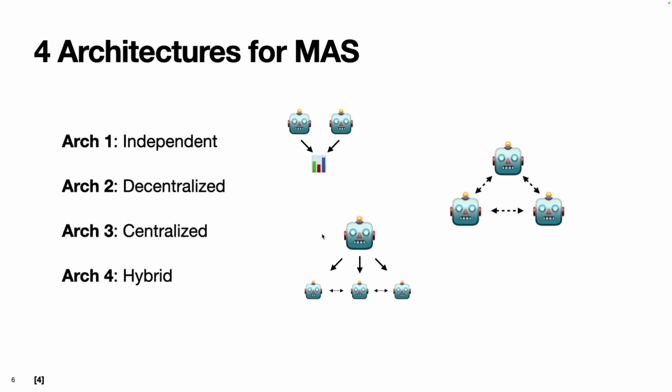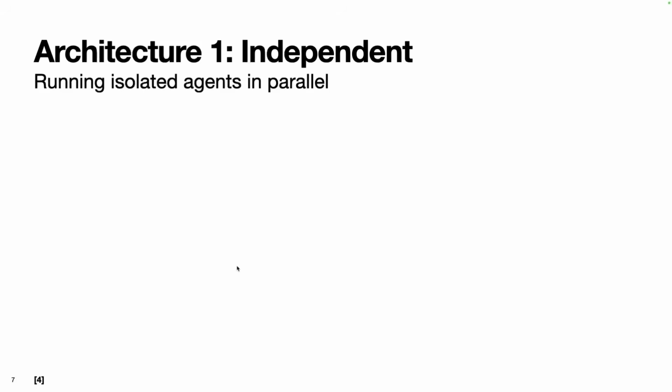Okay, so we've talked about what multi-agent systems are and when to use them. Now I want to walk through 4 specific architectures for building these systems. These are based on this paper by Google, which is reference number 4. There they define these 4 key categories of multi-agent systems: independent, decentralized, centralized, and hybrid. So I'm going to talk through each of these one at a time. Starting with architecture 1, independent multi-agent systems.